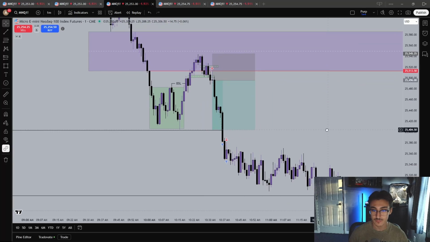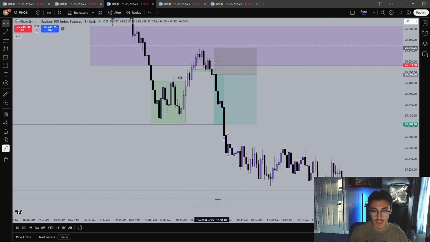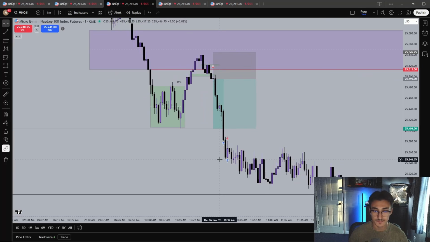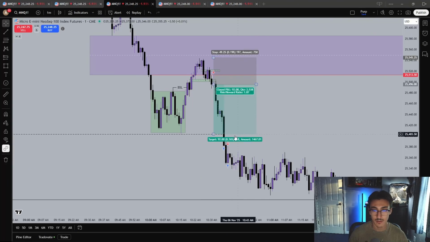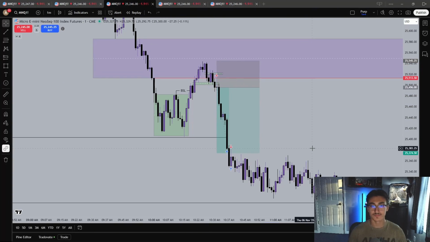Okay, super simple. We had another low down here that I believe price could take out, so I took off half of my position here and let things run a little bit lower. And then once I saw this candle start to push up, I just closed it out there, but I grabbed around a 2.5R on this trade.